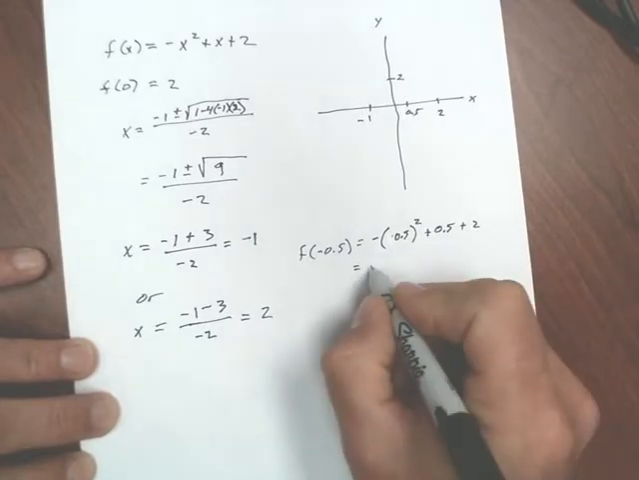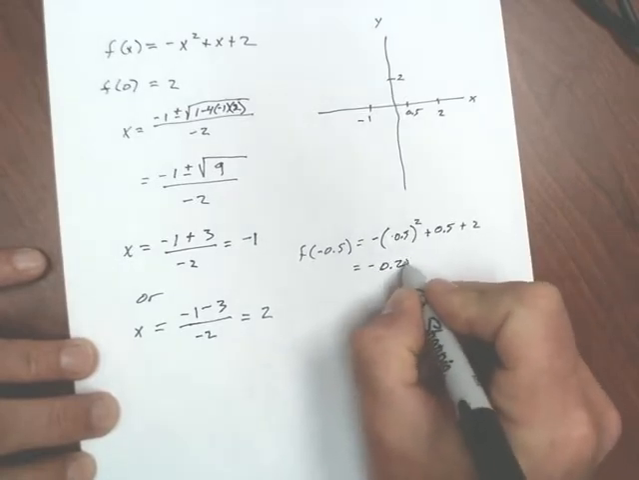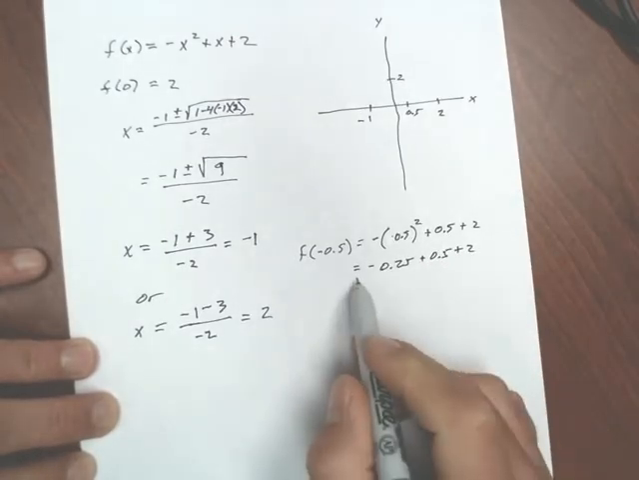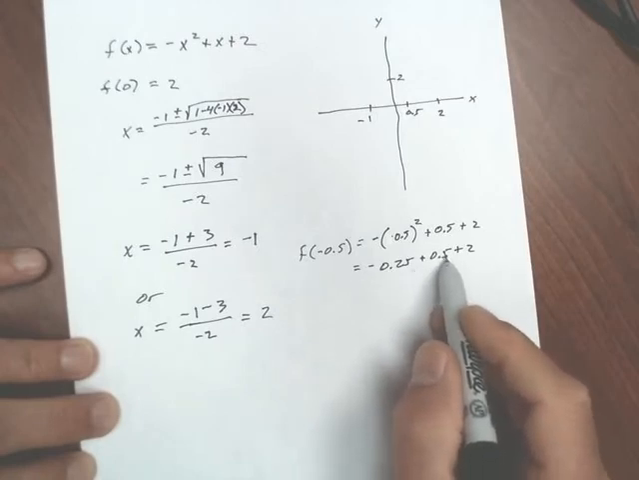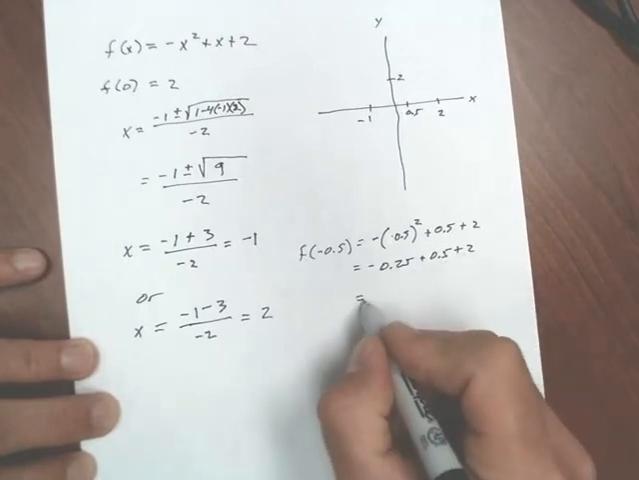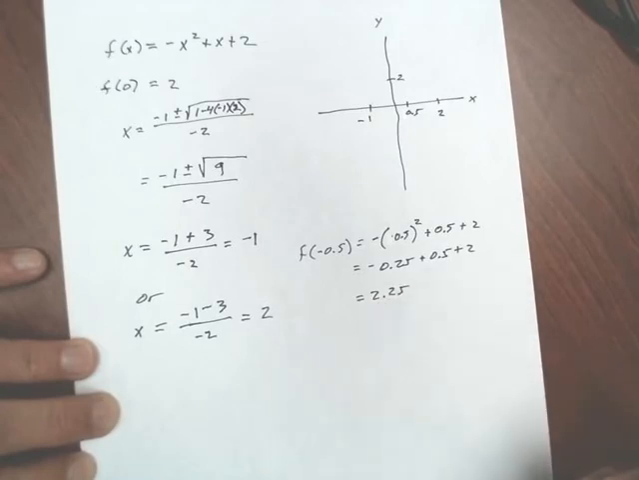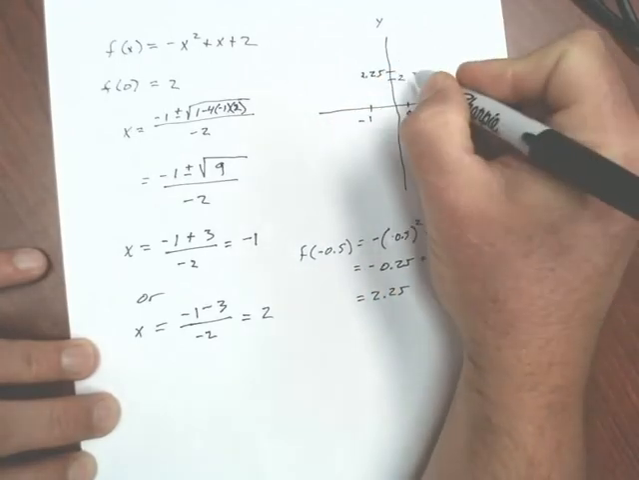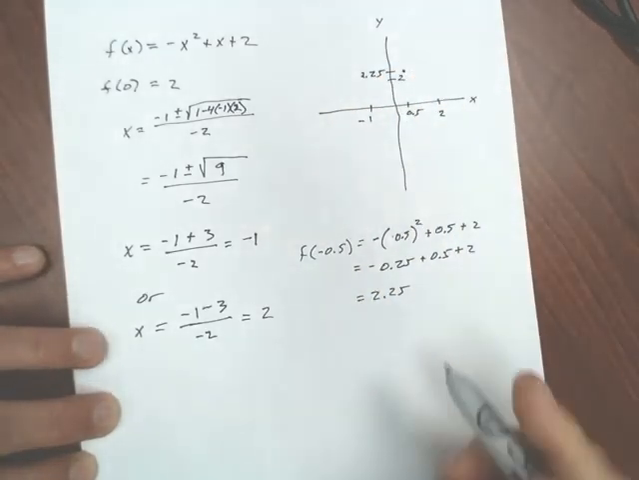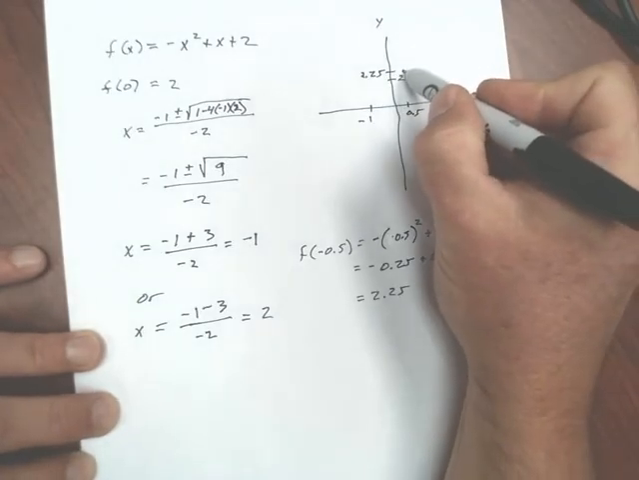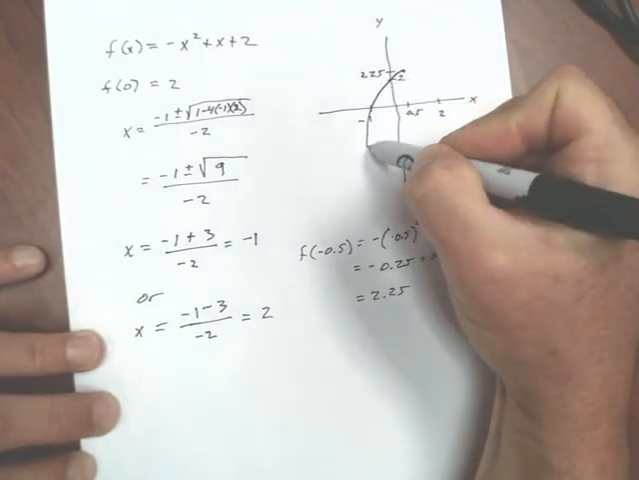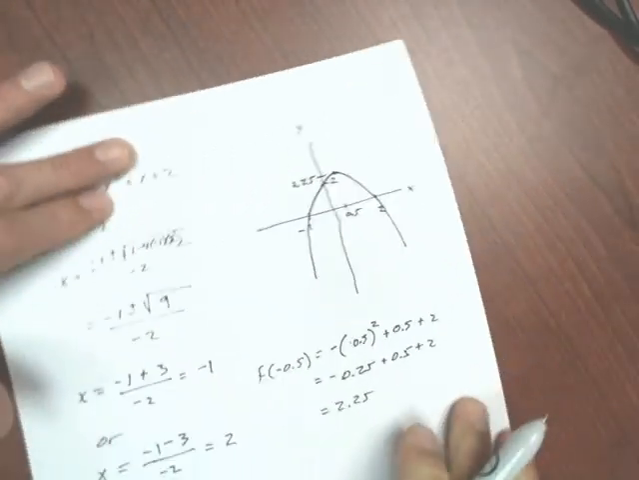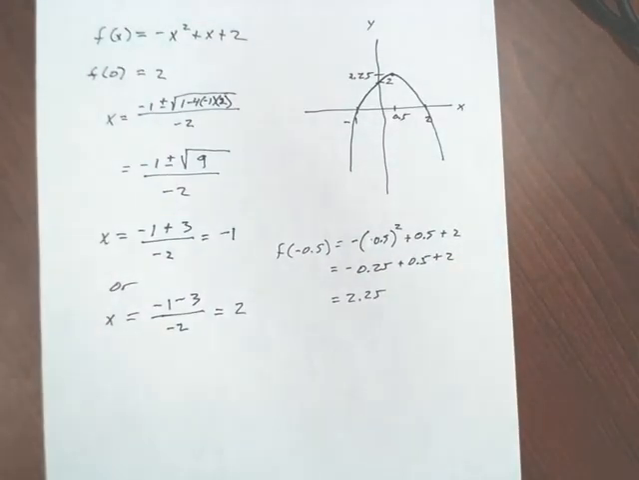So 0.5 squared is 0.25. That gives us negative 0.25 plus 0.5 plus 2. That plus that is 0.25. That would be 2.25, which is the y-coordinate of the vertex. Okay, so that is about right there. That's where the top of this function is going to be, and it's going to come down like that.